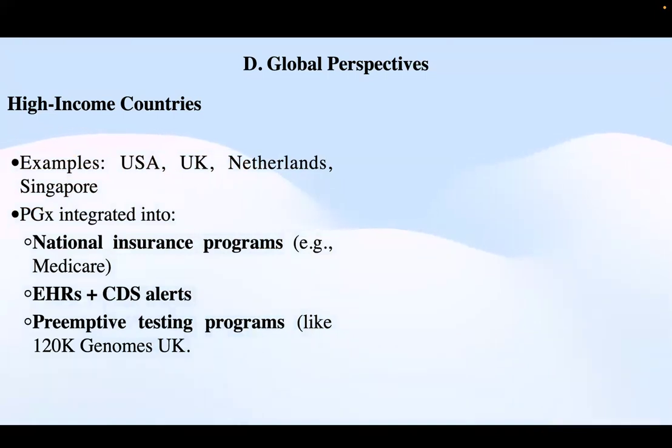If you are aware of this program, very good. If you are not, it is widely being practiced in high income countries. So electronic health records plus clinical decision support alerts give you the ultimate therapy, right? Preemptive testing programs like 100K genomes are being used in the UK. These programs are more focused on the integration of genetic data into your currently existing system.